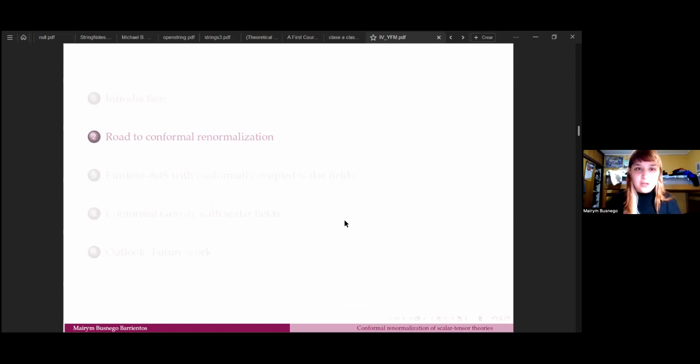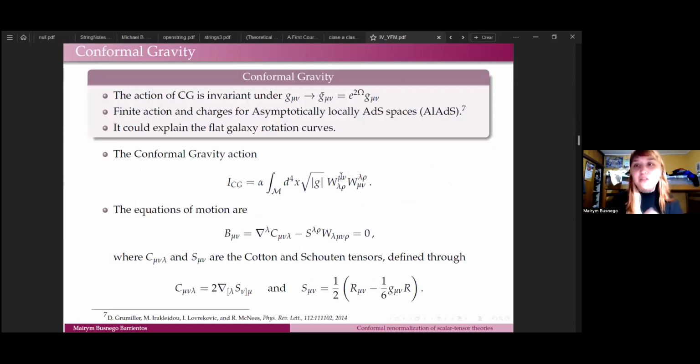Now I'm going to show you how the conformal renormalization procedure can be constructed. First, why are we interested in conformal gravity? The most important result is that for Einstein, asymptotically locally AdS spacetime, this action is finite, as was shown by Miskovic and collaborators in this reference. We are interested in AdS spacetime, so we're going to use this result a lot. Also, the action of conformal gravity is invariant under this transformation of the metric, and also it is believed that it could explain the flat galaxy rotation curves.